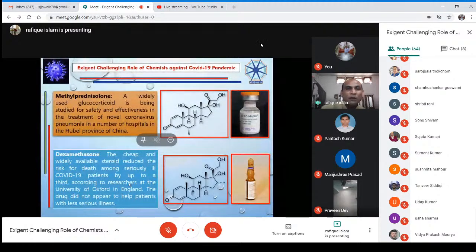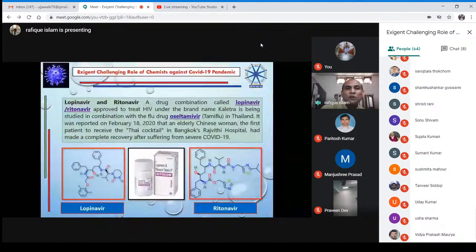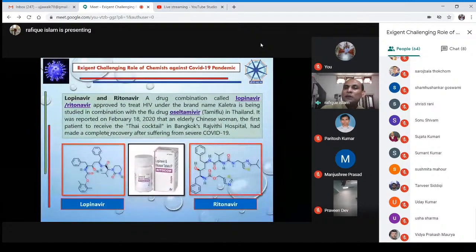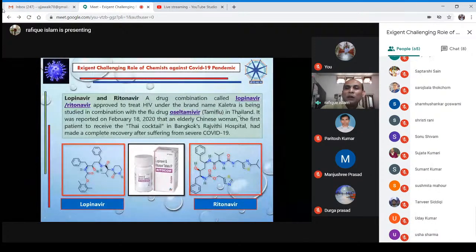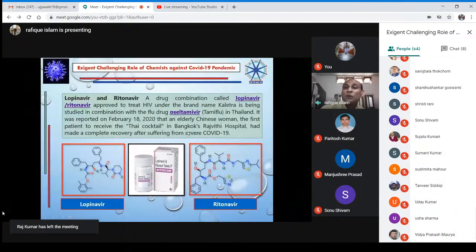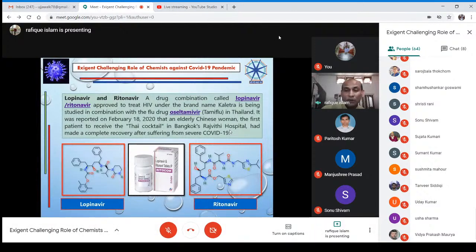Then we have lopinavir and ritonavir. It is also a combination of drugs. Basically, it is used for the HIV virus, named Kaletra. This drug was mixed in combination with Tamiflu in Thailand. They showed that when this cocktail was used in Bangkok, one patient recovered from severely suffering COVID-19. So clinical investigation of this drug is also going on worldwide.